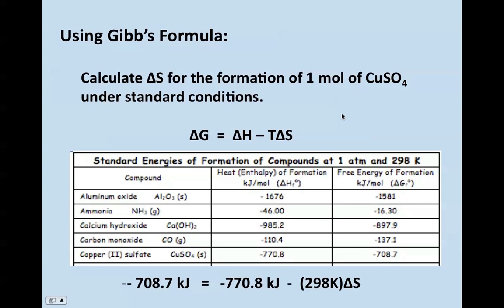All right, so here we're actually going to calculate the change in entropy for the formation of 1 mole of copper sulfate under our standard conditions of 1 atm and 298 Kelvin. So here's my formula. Sorry, there's a double minus there, there should only be one. Our delta G is going to come right here from the negative 708.7. Our change in enthalpy, our delta H, we're going to take from our heat of formation, which is negative 770.8, so I'm taking that number off of there. Our temperature is 298 K, and then I'm going to be searching for delta S.